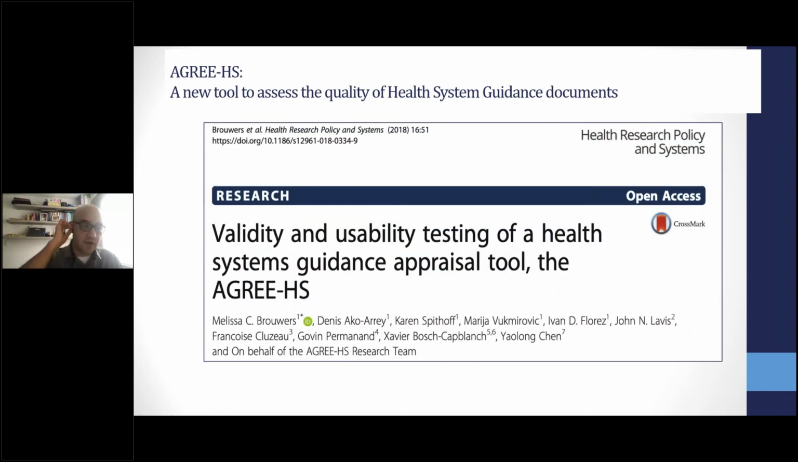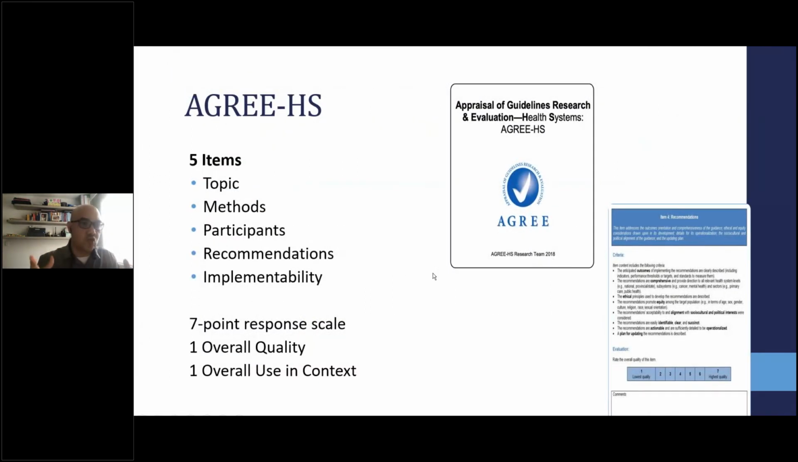It's published, the validity and usability process is published in Health Research Policy and Systems. Next, please. It's a tool that is a little bit simpler: 5 items, topic, method, participant, recommendation, and implementability. It has a manual, the same as all the AGREE tools, with all the explanation of the AGREE tool to make the score from 1 to 7, and you can provide a final score.